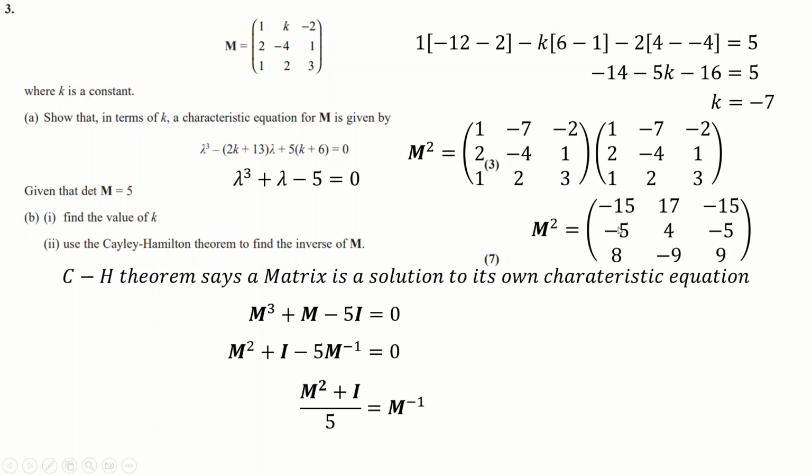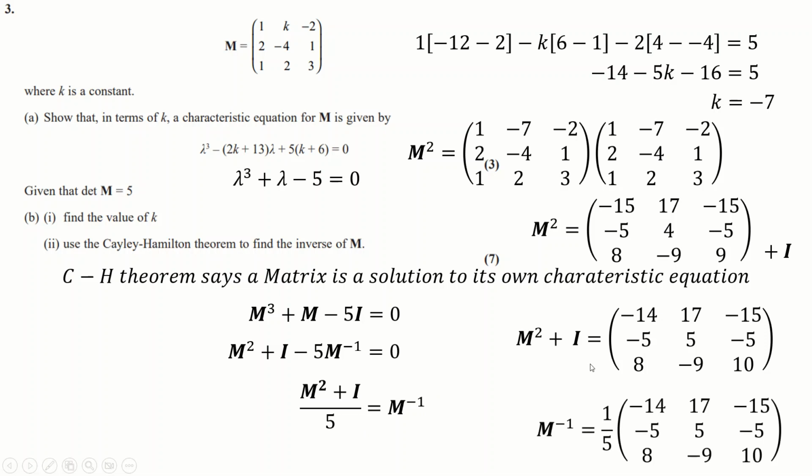You can add I. Now, adding I means adding 1 to the diagonals, because I is just 1, 0, 0, 0, 1, 0, 0, 0, 1. So just add 1 to all of these middle bits there, and you get this, and then just divide it by 5, which you don't have to do. You can just shove a 1/5 in front, and I think we'll get m inverse, and that'll be the entire question. So good. That is done.